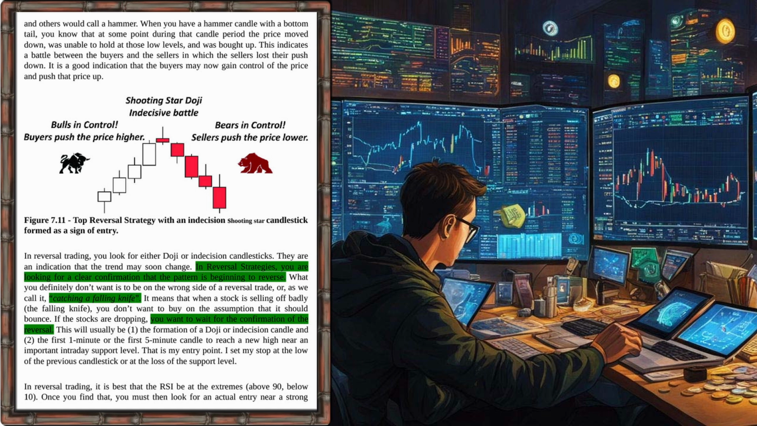This will usually be 1. The formation of a doji or indecision candle, and 2. The first 1-minute or the first 5-minute candle to reach a new high near an important intraday support level. That is my entry point. I set my stop at the low of the previous candlestick or at the loss of the support level.